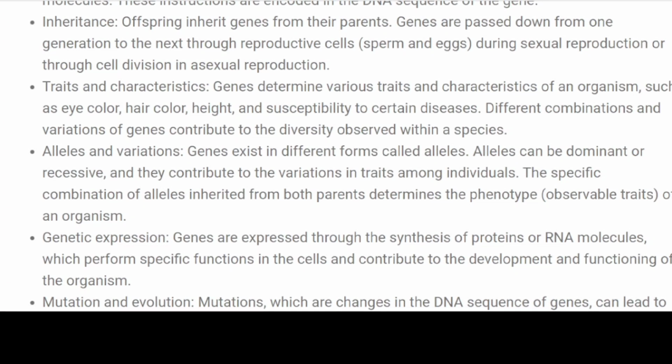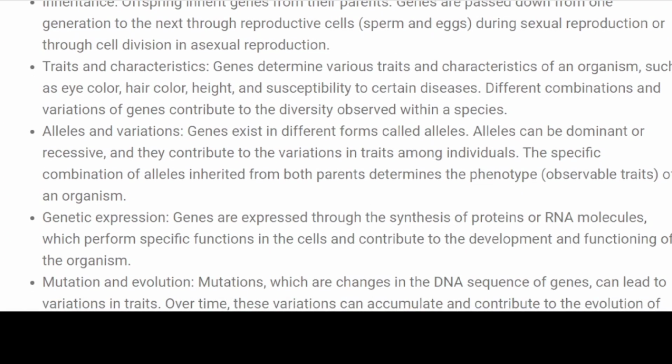Genetic expression. Genes are expressed through the synthesis of proteins or RNA molecules, which perform specific functions in the cells and contribute to the development and functioning of the organism. Mutation and evolution. Mutations, which are changes in the DNA sequence of genes, can lead to variations in traits. Over time, these variations can accumulate and contribute to the evolution of species.